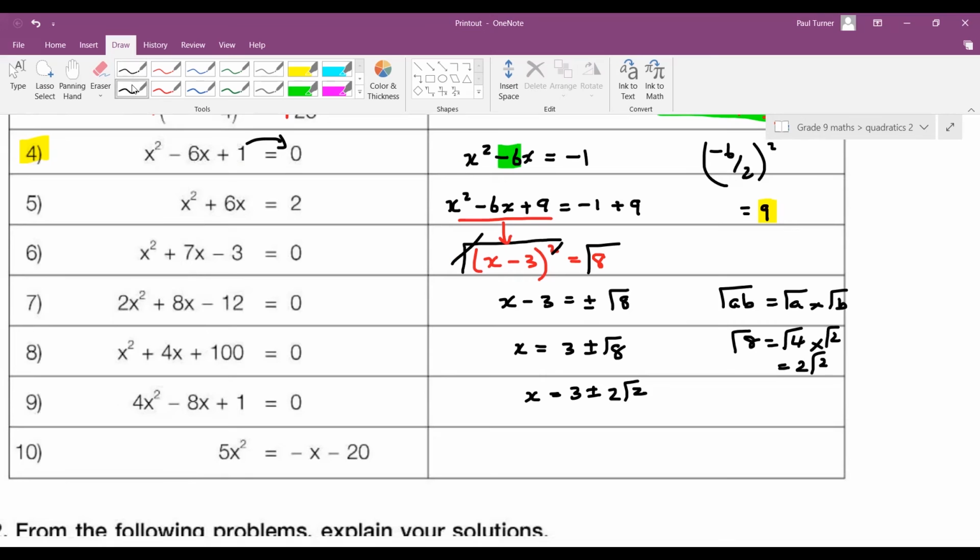So I'll write the answer up here. If you're copying that down, do that quickly. X equals 3 plus or minus 2 root 2. And you can write it as a decimal as well if you want. So that's your answer there for that one. That's the working here. Okay. Do question 5 the same way. I'll leave that for a minute and then I'll rub it off.